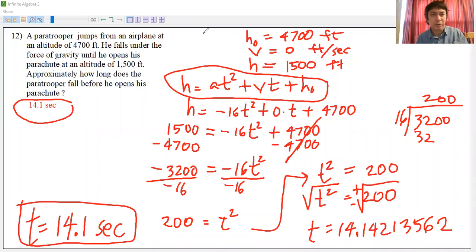There, that's 14.1 seconds. I hope you were able to learn from our examples, and hopefully you can use this in your quadratic equations applications.